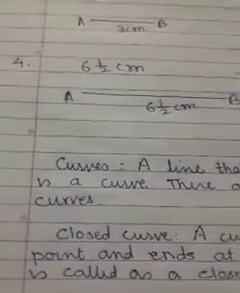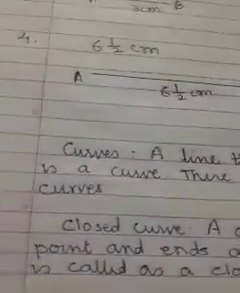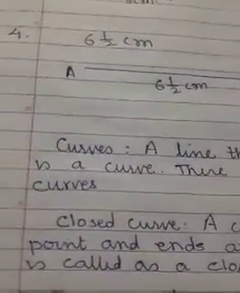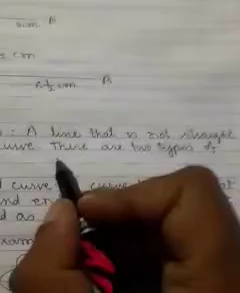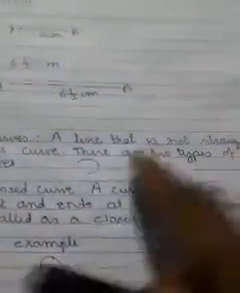So what I was telling, curves. A line that is not straight is a curve. It is a curve. There are 2 types of curves. There are 2 curves, means like this. It is not straight. We can say it is a curve. 2 types of curves are there.